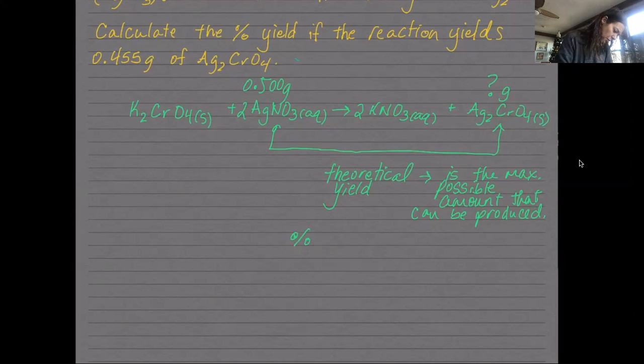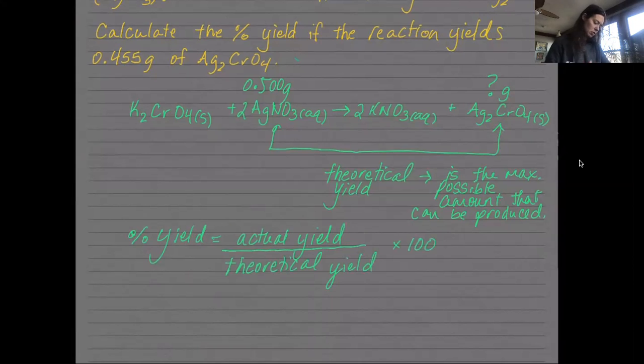So what we can then do is determine our percent yield. And we would simply take our actual yield. Let me scoot this over so that I can define it a little bit over here. Okay, I would take my actual yield and divide it by my theoretical yield. And then I will multiply that by 100 to turn it into a percentage, right?